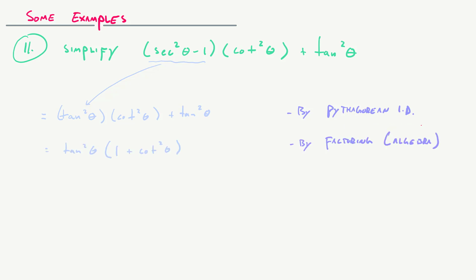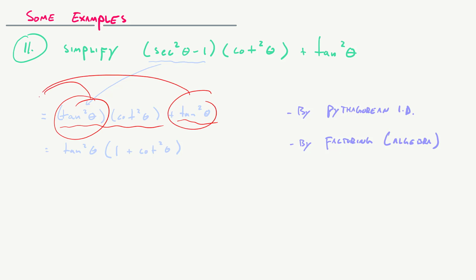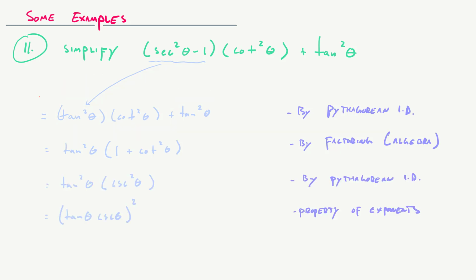Next, I factored out a tangent squared theta. We have 2 things here, and I was like, look at this. They both have a tangent squared theta in common, so I'm going to factor that thing out. So I'm just going to do a little bit of algebra. 1 plus cotangent squared theta is cosecant squared theta. Just straight up, that's a Pythagorean identity.